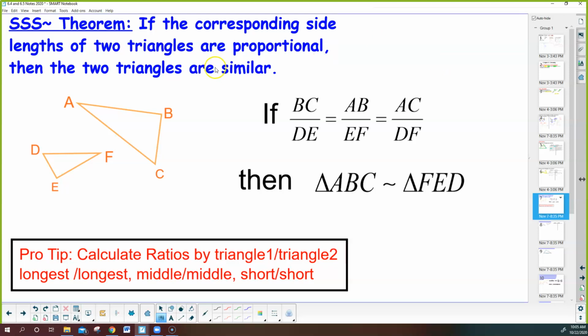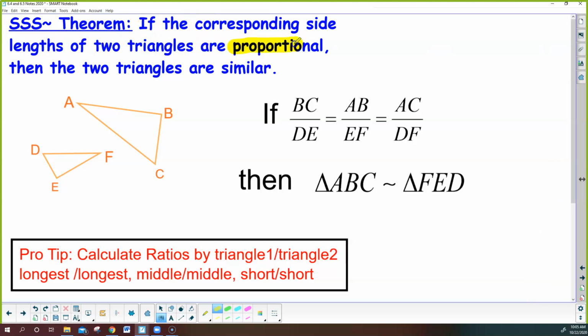All right, so what is side, side, side? This is really important. We have to compare the three sides of one triangle to the corresponding three sides of the other. And it says if the corresponding side lengths of two triangles are proportional. So remember, when we say proportional, we have to set up this ratio. And if they all have the same scale factor, then we can conclude that the triangles are similar. So this theorem is basically saying you don't need to know anything about the angles if all three side lengths are proportional. Corresponding sides are proportional.